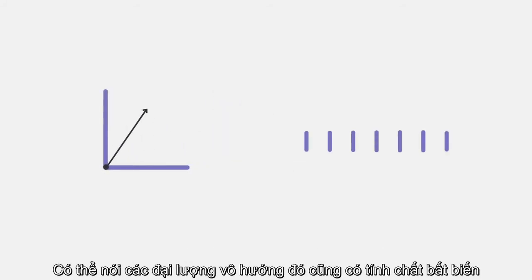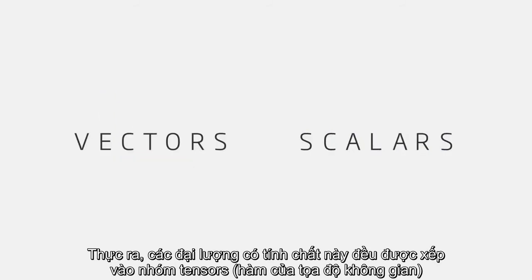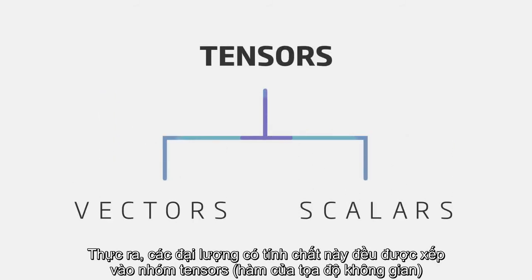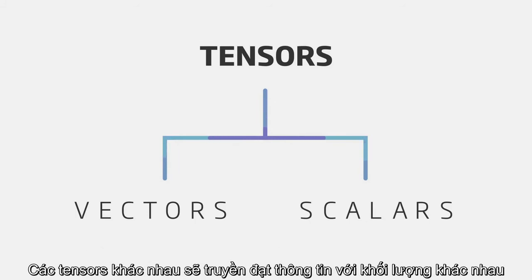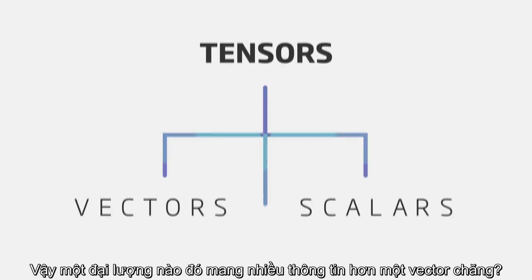It turns out that scalars also share this coordinate invariance property. In fact, all quantities with this property are members of a group called tensors. Various types of tensors contain different amounts of information. Does that mean there's something that can convey more information than vectors?